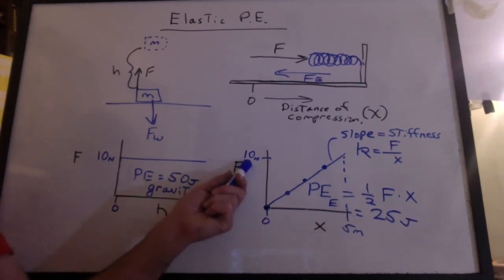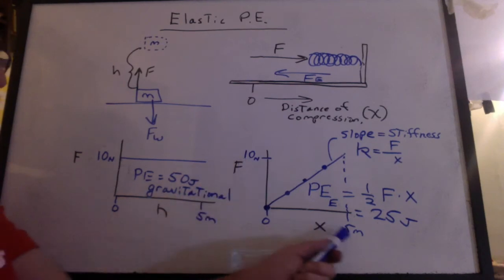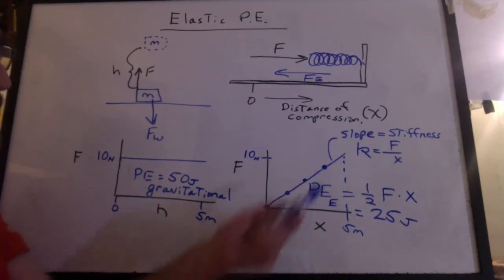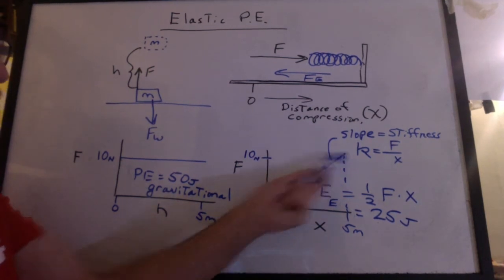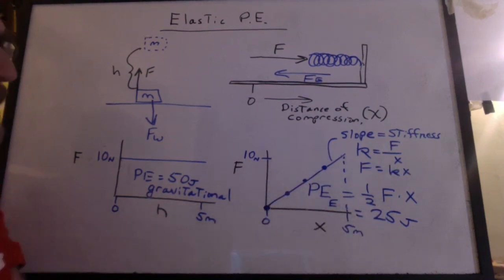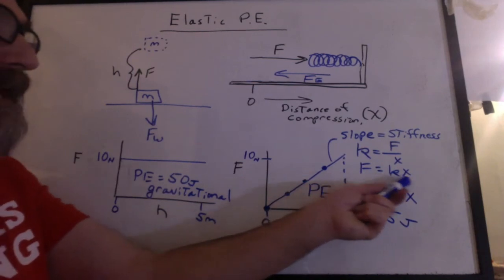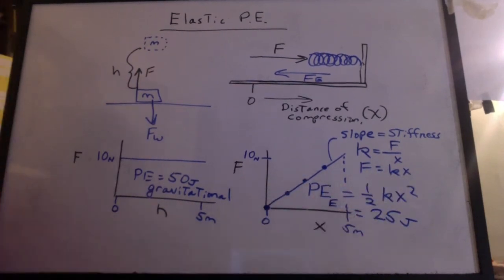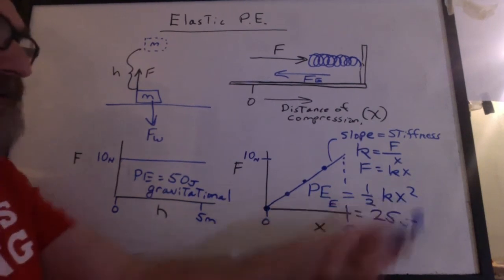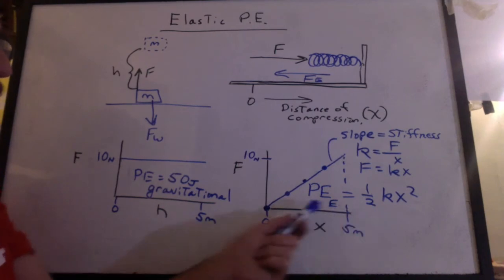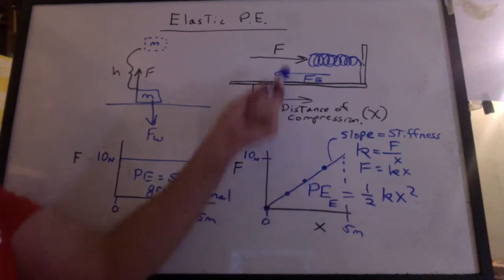But what if we didn't know the force, but we just knew how far we compressed it? Well, there's one more thing we can do. We can use k, the stiffness or the slope, and replace F. If we say F equals kx, and we put it in here, we get 1/2 kx squared. And that's the formula for elastic potential energy for a linear spring.